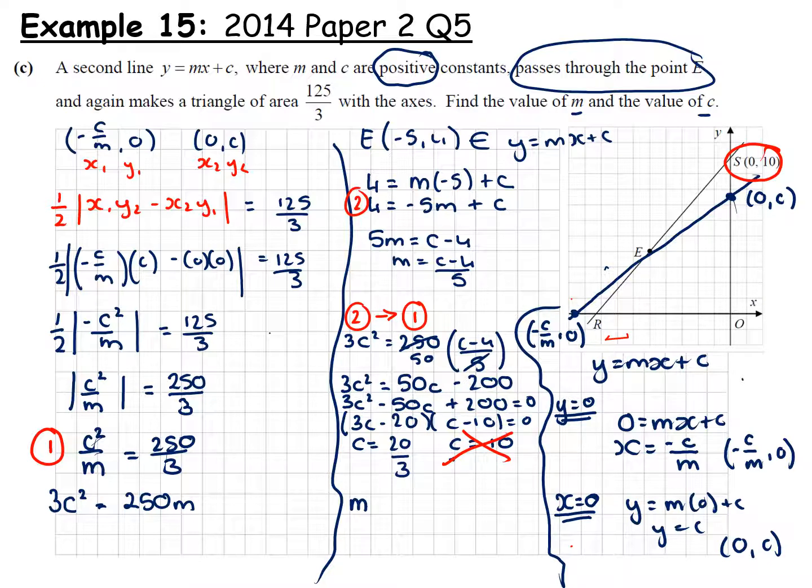So going back to equation 2 here. So m is equal to c, which is 20 over 3, minus 4, all over 5, and that equals 8 over 15. Now in this question, there is no requirement to go back and actually get the equation of the line. We can leave it just with our c and our m, because that's what they were asking for. Find the values of m and c.